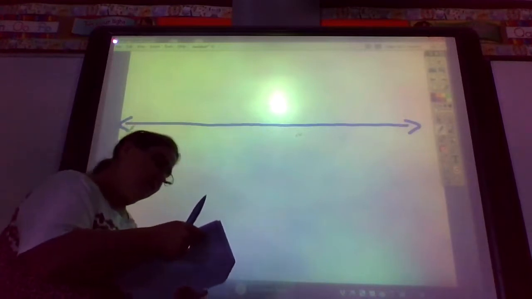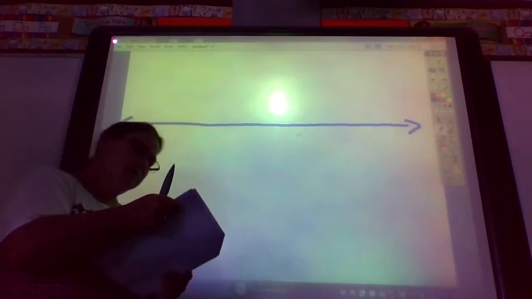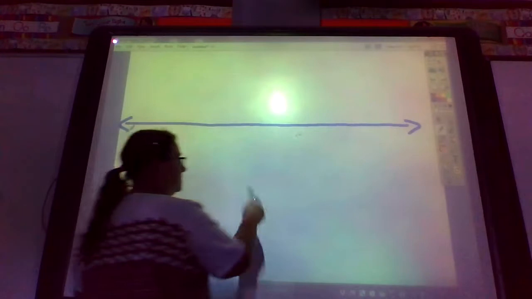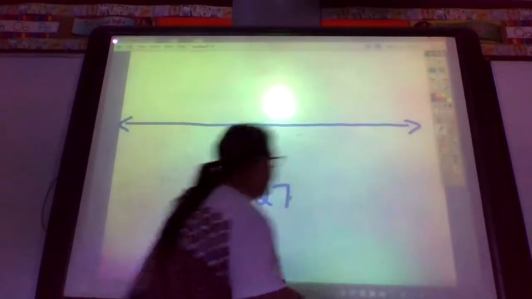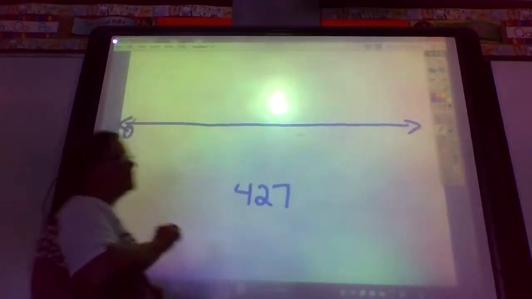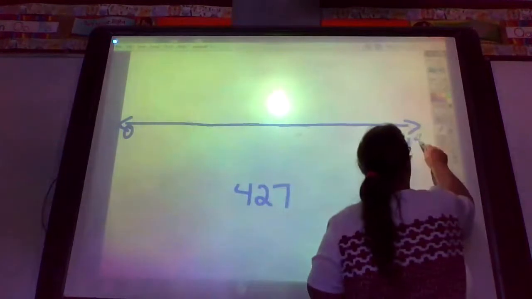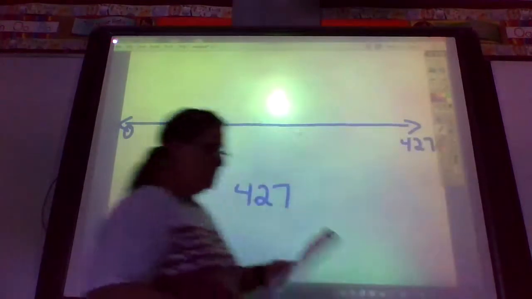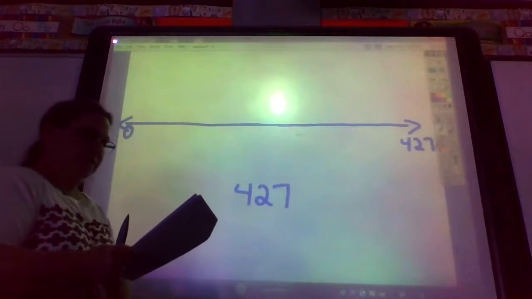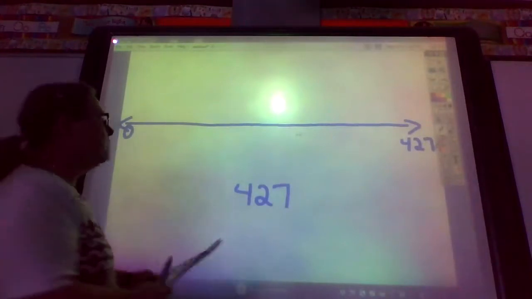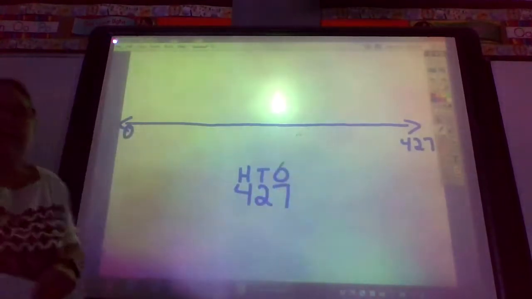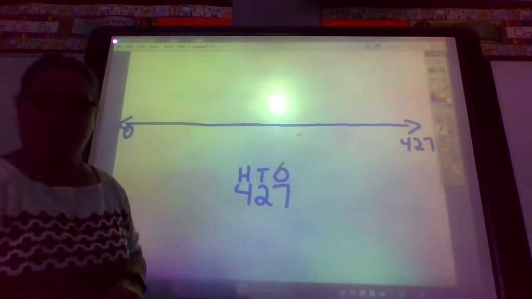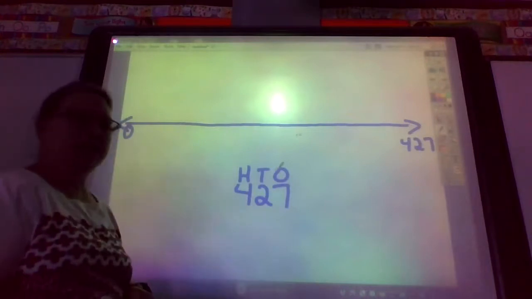This time, we want to get to 427. So, I start with my 0. Put your 0 on your number line. I'm going to label my number hundreds, tens, ones, because I want to know how many hops I have to do for hundreds, how many hops for tens, and how many hops for ones.